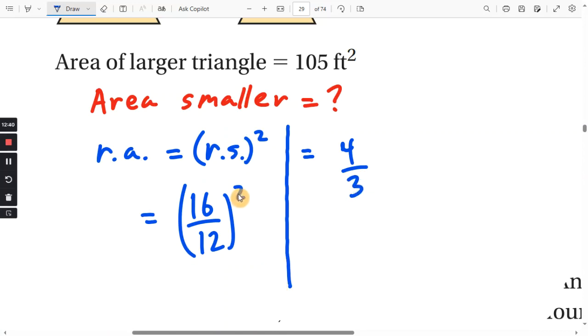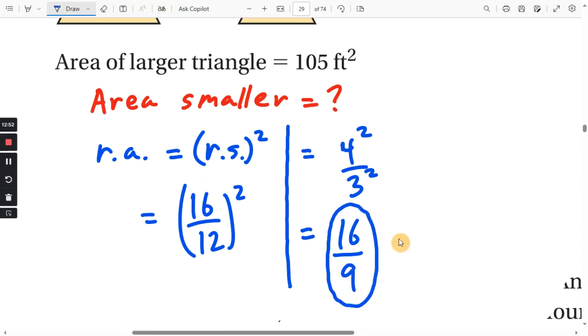Okay, when you square a fraction, you square the top and bottom separately. 4 times 4 is 16. 3 times 3 is 9. So that's not the final answer. That's just the ratio of the areas. All right, and we're going to use that with the 105.